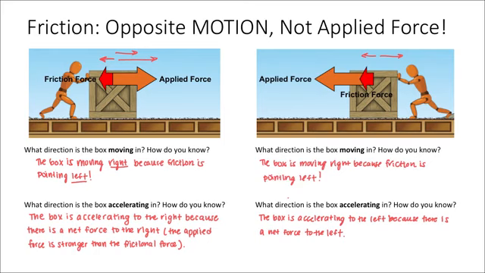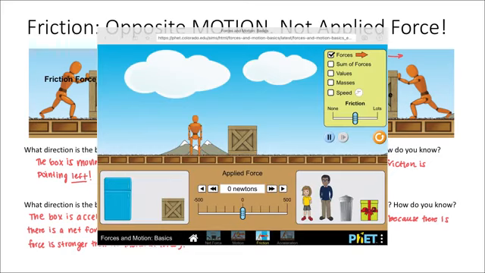So this is actually the same reasoning we used for the first picture. So again, even though the applied force is to the left, the frictional force doesn't care. It only considers the direction of motion, not the direction of the applied force. Now, in case you're not convinced, I've gone ahead and pulled up a simulation to demonstrate this fact, that the frictional force opposes motion, not the applied force.